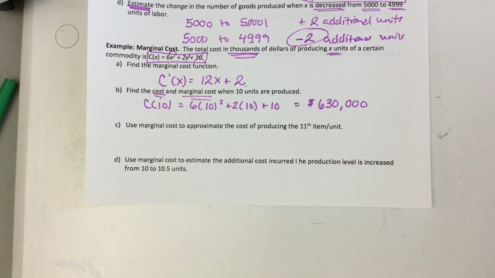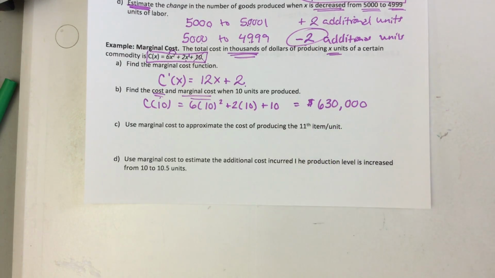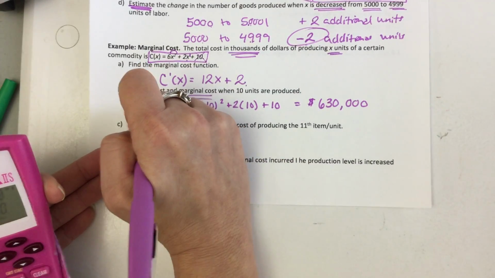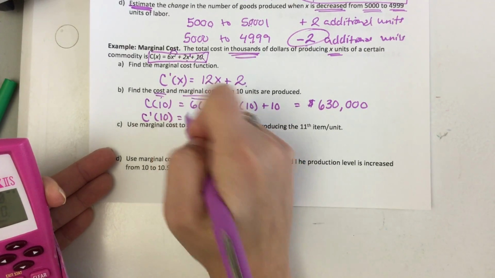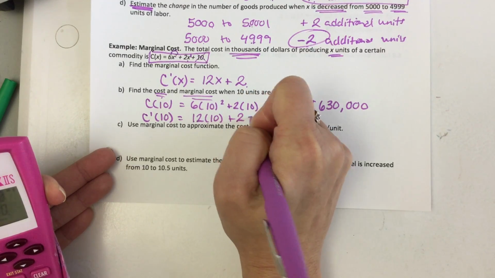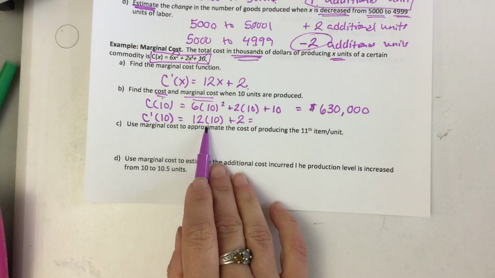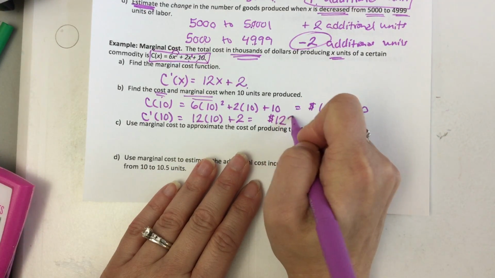So if you produce 10 items, whatever it is you're creating, this is how much money it costs the manufacturers. Now they need to know this type of thing so they know how to price it so they can make a profit. Okay, so we're kind of thinking business-like here. Marginal cost, I go ahead and take my first derivative and I fill in a 10. 12 times 10 plus 2. Well, 12 times 10 is 120 plus 2 is 122.